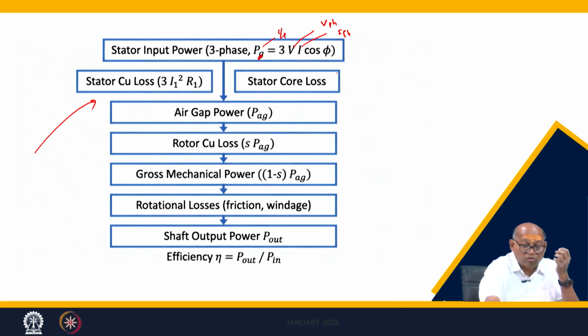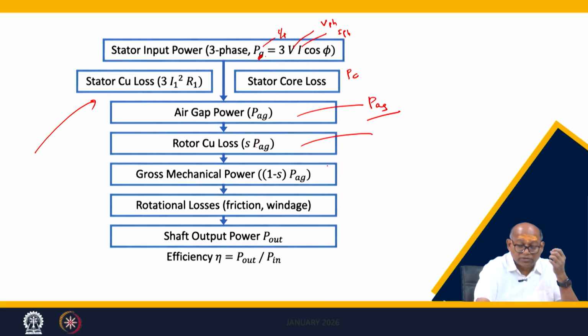There is stator core loss, PC, and the stator copper loss. After that, whatever is remaining goes to the air gap power, PAG. This is the air gap power, AG meaning air gap, which is the total power. In this air gap power, there is the rotor copper loss, S into air gap power. After that, whatever is remaining is the mechanical power. This is the rotor copper loss.